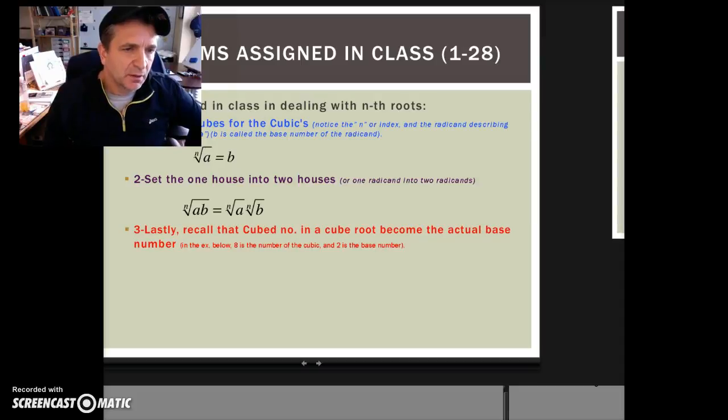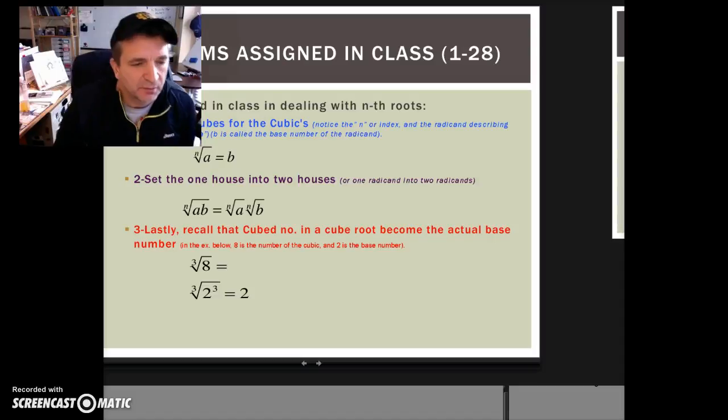And last, recall that the cube number in a cube root becomes the actual base number. An example would be the cube root of 8 can be described as a cube number, so we can say 2 cubed, cube root, is just the base number 2.